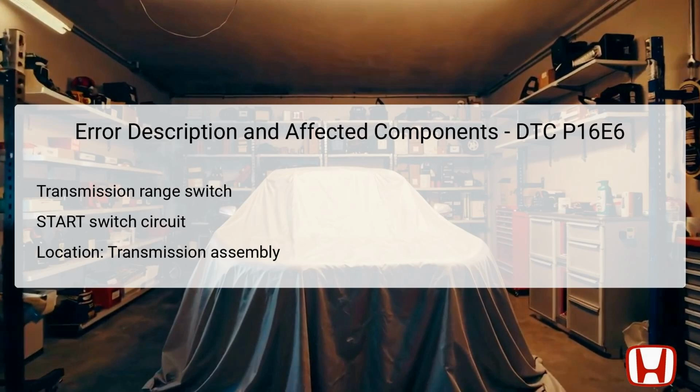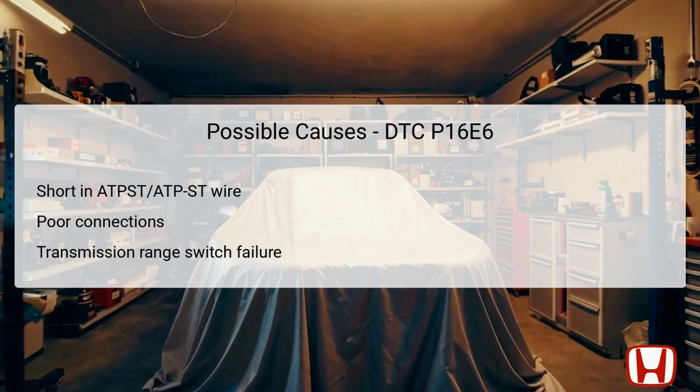gear to prevent accidents. A malfunction can lead to significant drivability issues, as the vehicle may fail to start or may inadvertently engage other gears. Being aware of the exact location and function of components is important for troubleshooting the system effectively. The potential causes of DTC P16E6 can be summarized into a few key areas.